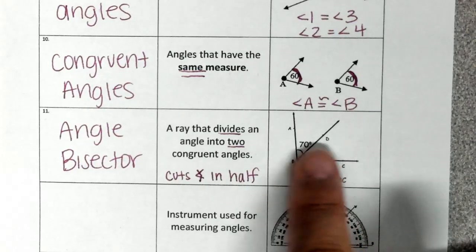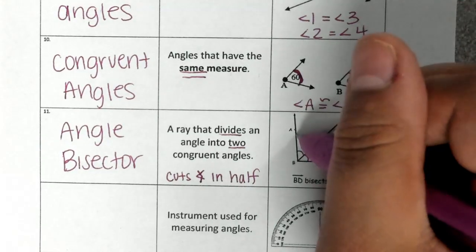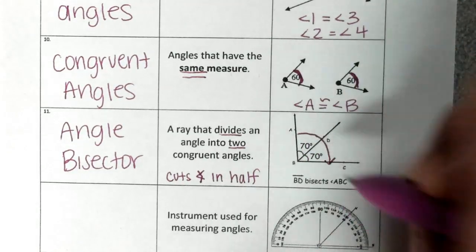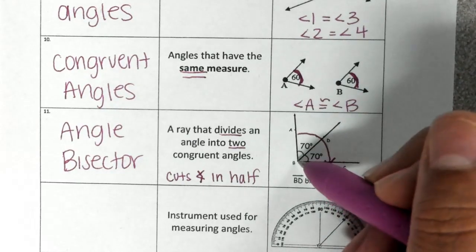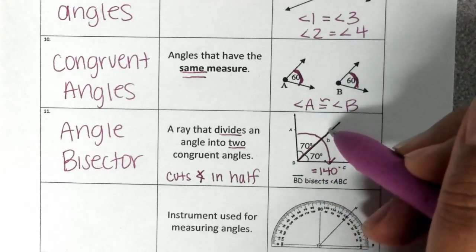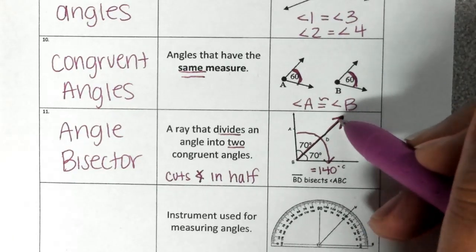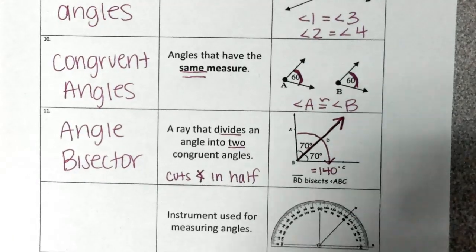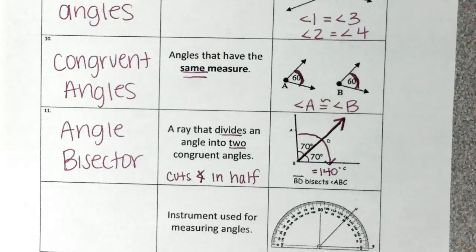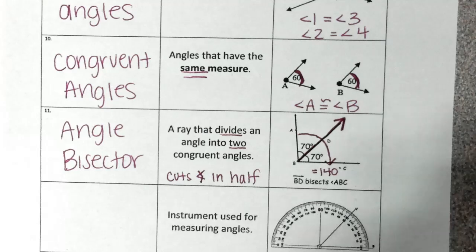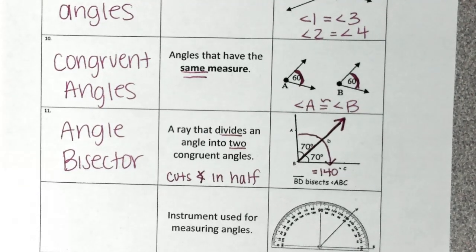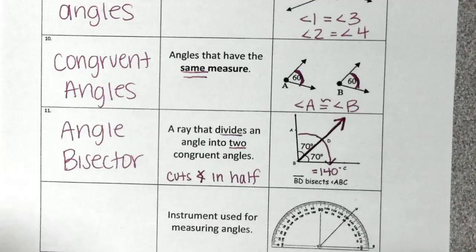What is this whole angle, ABC? It's 140 degrees. So do you agree this BD cuts that in half right here and makes them each 70? BD is the angle bisector. It cuts your angle in half. Can y'all draw that arrow with BD so you know that's the angle bisector? Okay.